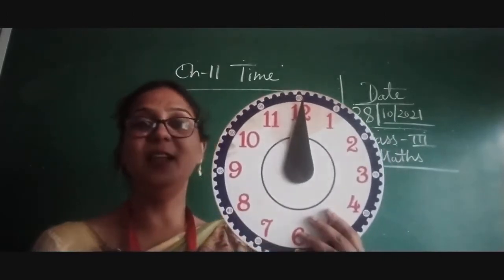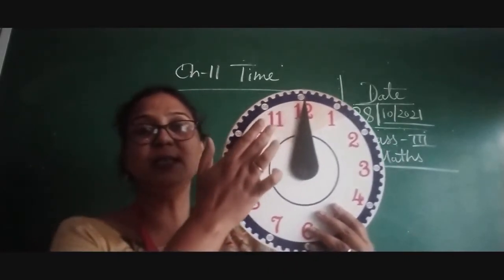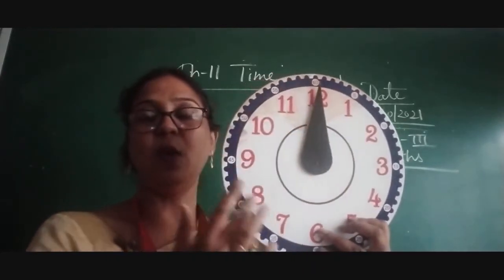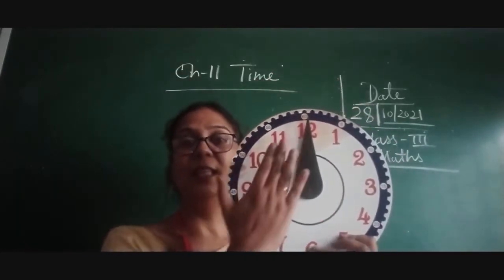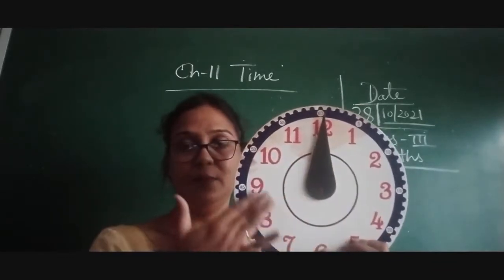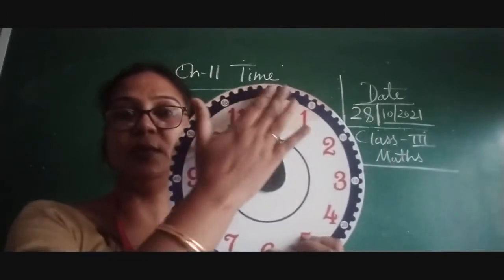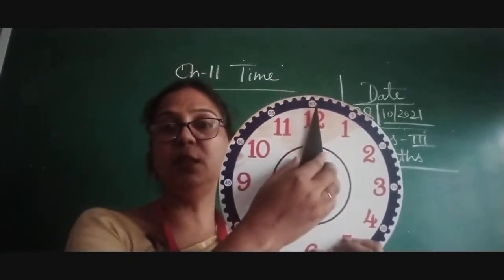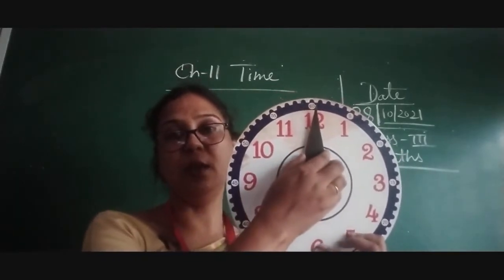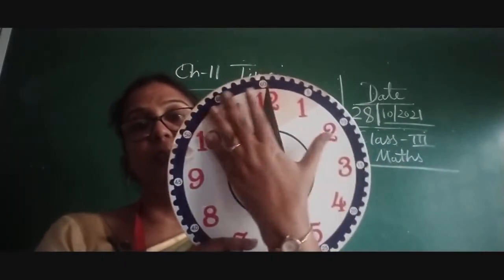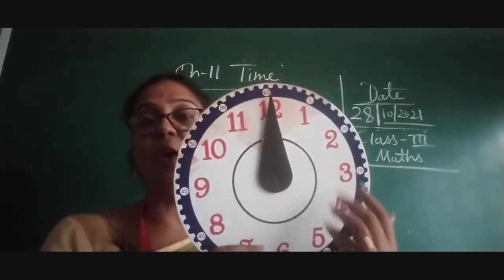So children, let's start. Here you can see this is the face of a clock. This is called the dial. It means where the numbers are written and where these needles, these hands, are there. So the face of the clock is called the dial.